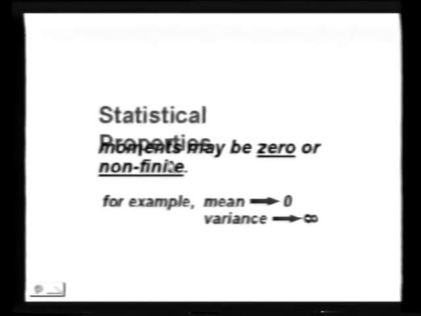Basically, I've already said something about the statistical properties, that we have a situation where moments of the distribution may either tend towards 0 or not have a finite limiting value. So we may have examples where the mean goes to 0 or infinity, where the variance goes to infinity. And this is the main reason why I'm talking about fractals in this class, and also the importance that fractals will have in analyzing data in the future.